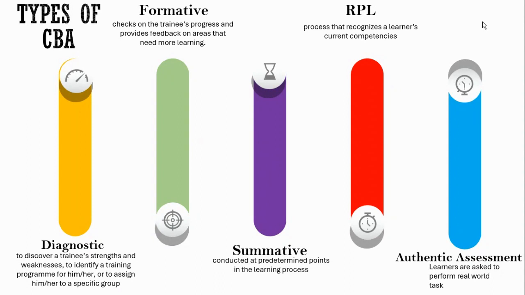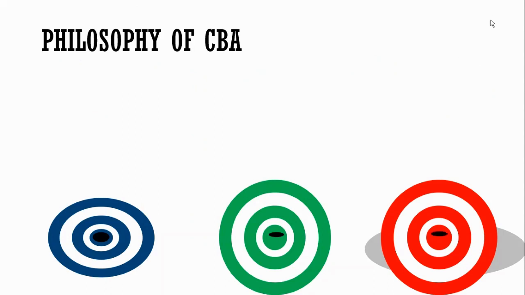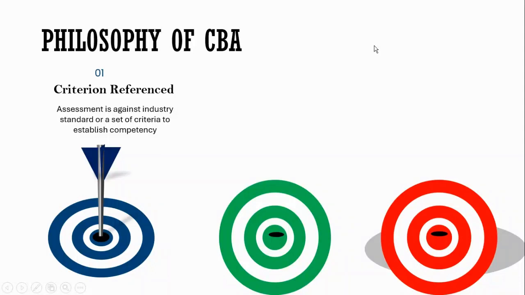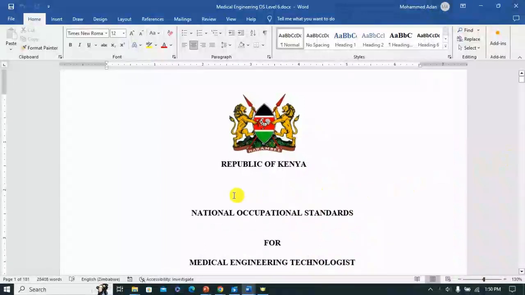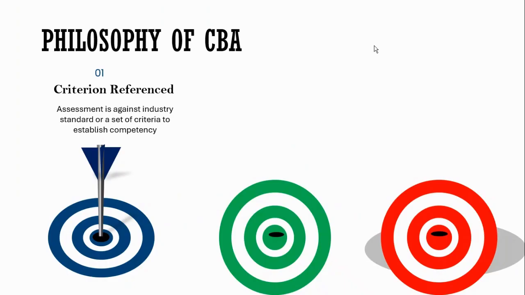of competency-based assessment. Taking me to the philosophy or fundamentals of competency-based assessment. What's it all about? One is based on what we call criterion reference. So you're saying that assessment is against industry standards or a set of criteria to establish competency. And therefore, our OS, occupational standards, is going to define that criteria. So it is based on certain standards, and you need to identify those standards in occupational standards.